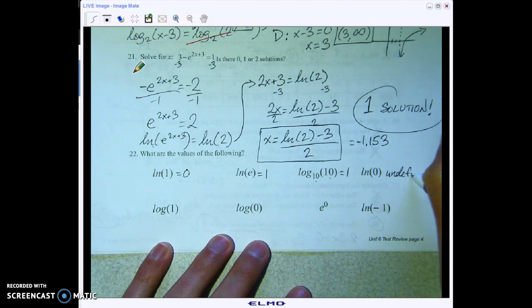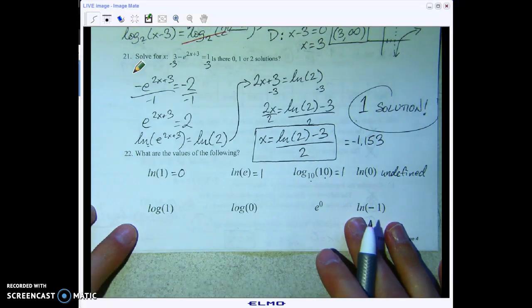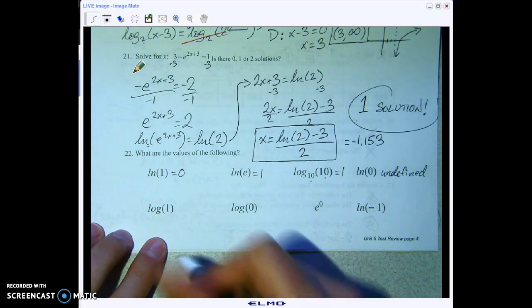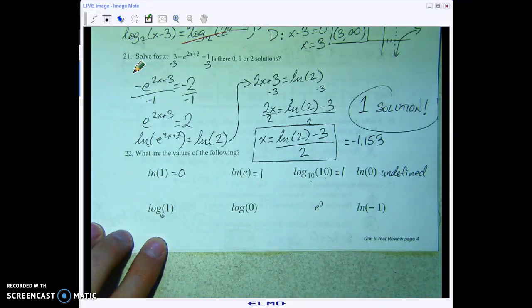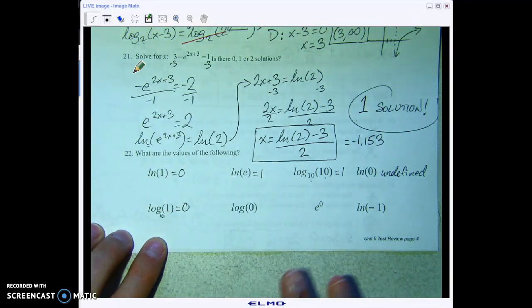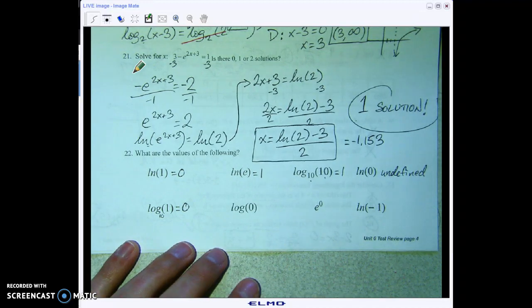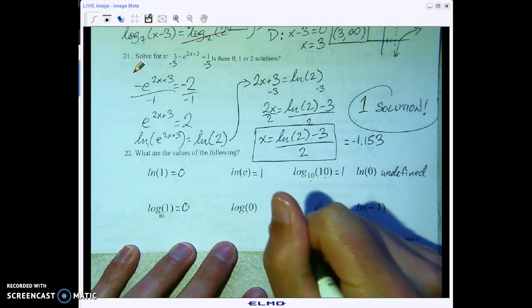You can't take the natural log of 0 because we can't raise e to any power and get 0 as a result. What is the log of 1? Well, log base 10, remember, if there's no base, the invisible base is the number 10. It's called the common logarithm, right? 10 to the power of what gets us 1? That's 0. Log base anything of 1 will always be 0. What is the log of 0? Again, log of anything.